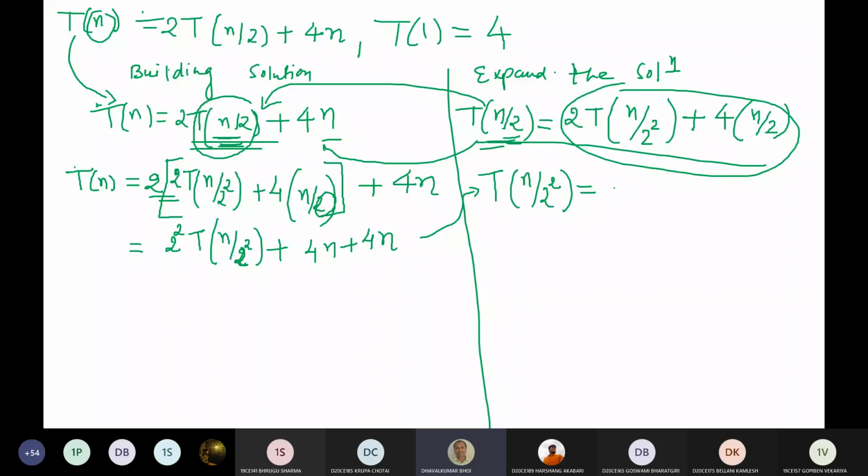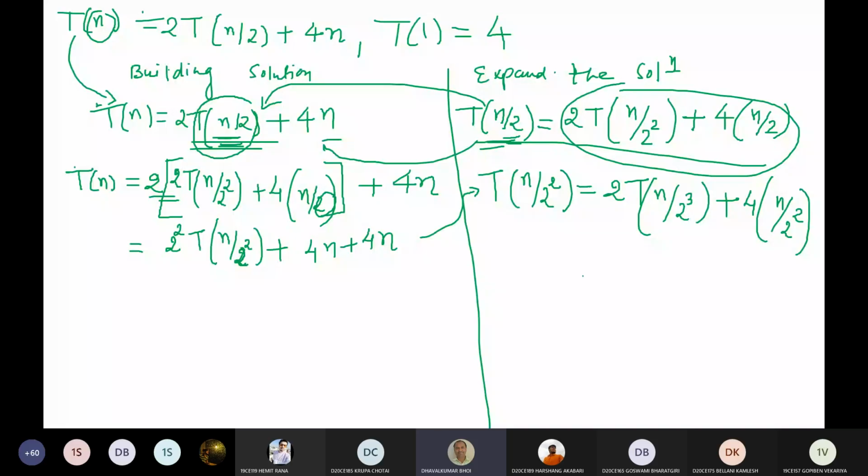Yes, students, can anyone reply? Yes, 2 into t of n divided by 2 cube, very good. Plus 4 into n by 2 square. 2 square, why we are writing this, so that you will come to know when the complete solution is available to you. But mathematically we know either you write 4 or 2 square, both are correct. Okay, so we can write down like this.